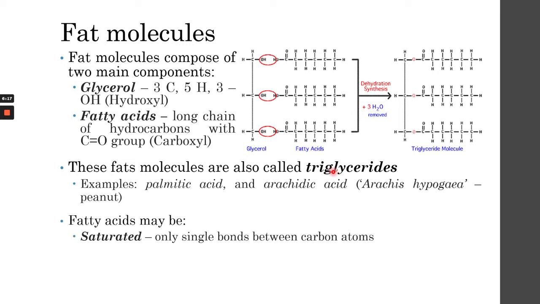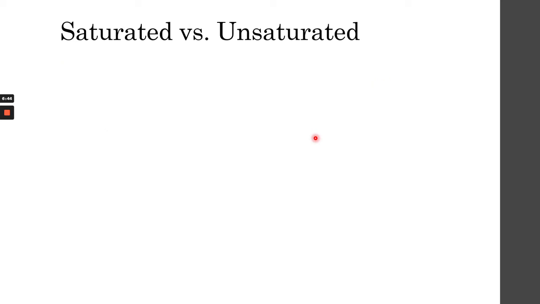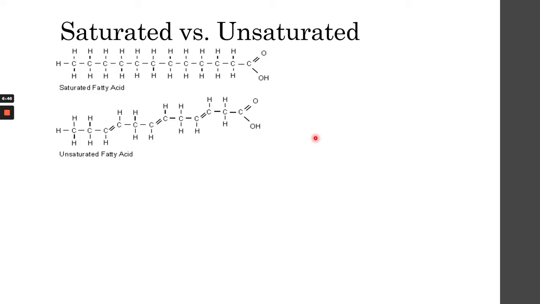Fatty acids may be saturated or unsaturated. When we talk about saturated fat molecules, there are only single bonds between the carbon atoms. So, for example, all of these are single bonds. You have carbon attached to carbon in a single bond. So, this is an example of a saturated fatty acid. And then you can also have what we call unsaturated, wherein there is a double bond that exists between the carbons. So, let's look at that more.